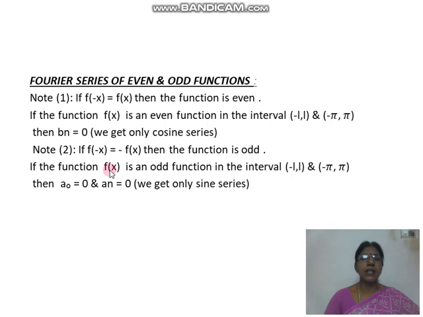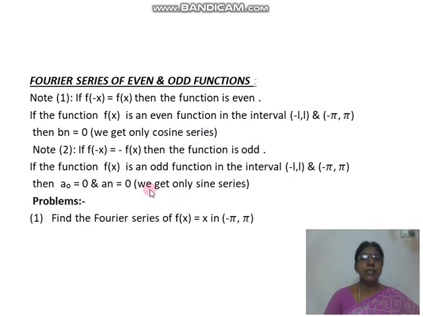What does it become? f of x is equal to sigma bn sin nx. a0 and an are zero. So if the function is odd, we get only sine terms. If the function is even, we get only the cosine series. Okay? Now we see the problems.